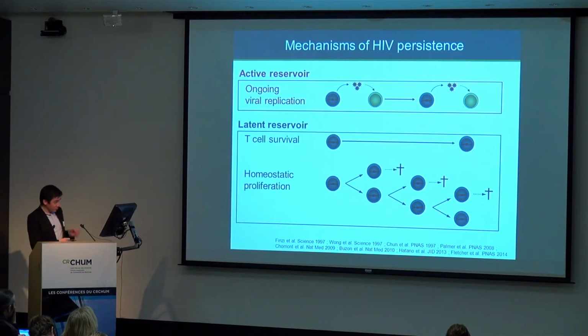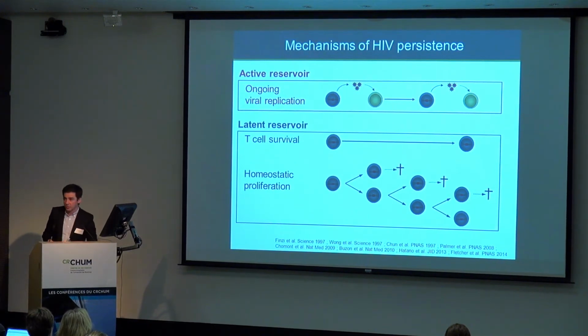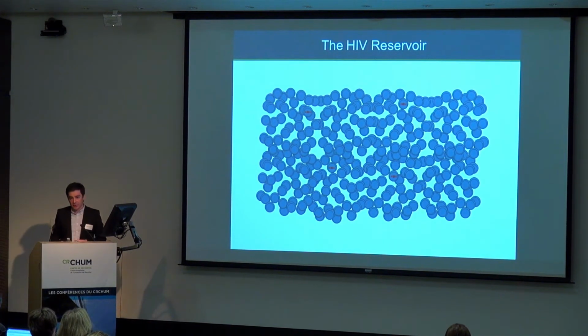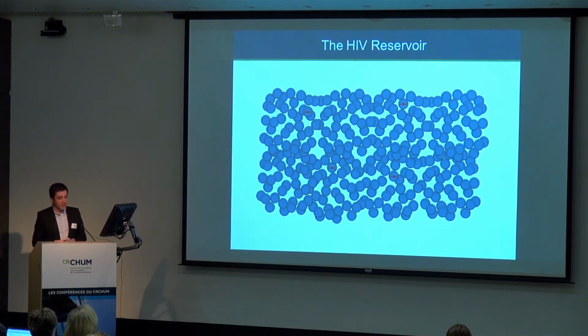Those cells are able to persist through two main mechanisms. The first one is T cell survival. Those cells are long-lived, so once they're generated and once the virus is integrated within the chromatin, they can persist for decades. But also homeostatic proliferation, which is a natural mechanism that contributes to the persistence of memory CD4 T cells. So that's the way we would like the reservoir to be: a lot of CD4 T cells with a few integrated genomes in some of these CD4 T cells.